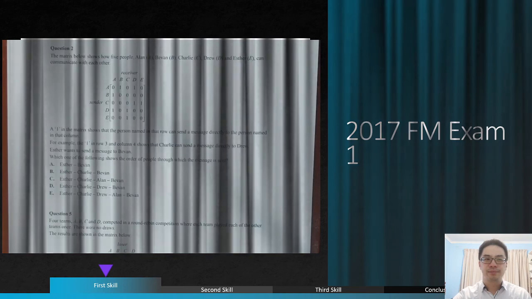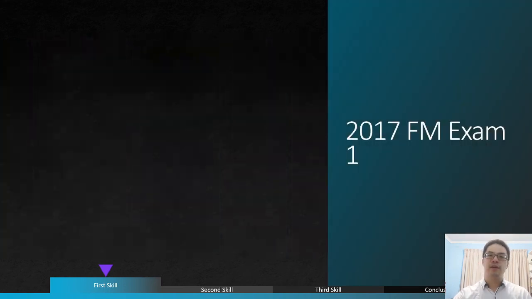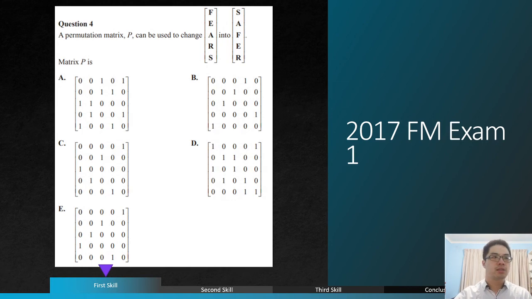Okay, moving on. So 2017 Federal Maths Exam 1. So in this one, a permutation matrix P can be used to change fears into safer. Now, if we look at this, a permutation matrix needs to have only one 1 in each row and each column. And if you have a look at all the answers, you can eliminate 2 of them straight away. And that will be A and D. As you can see, there's 2 1s in this column, and there's 2 1s in this column.